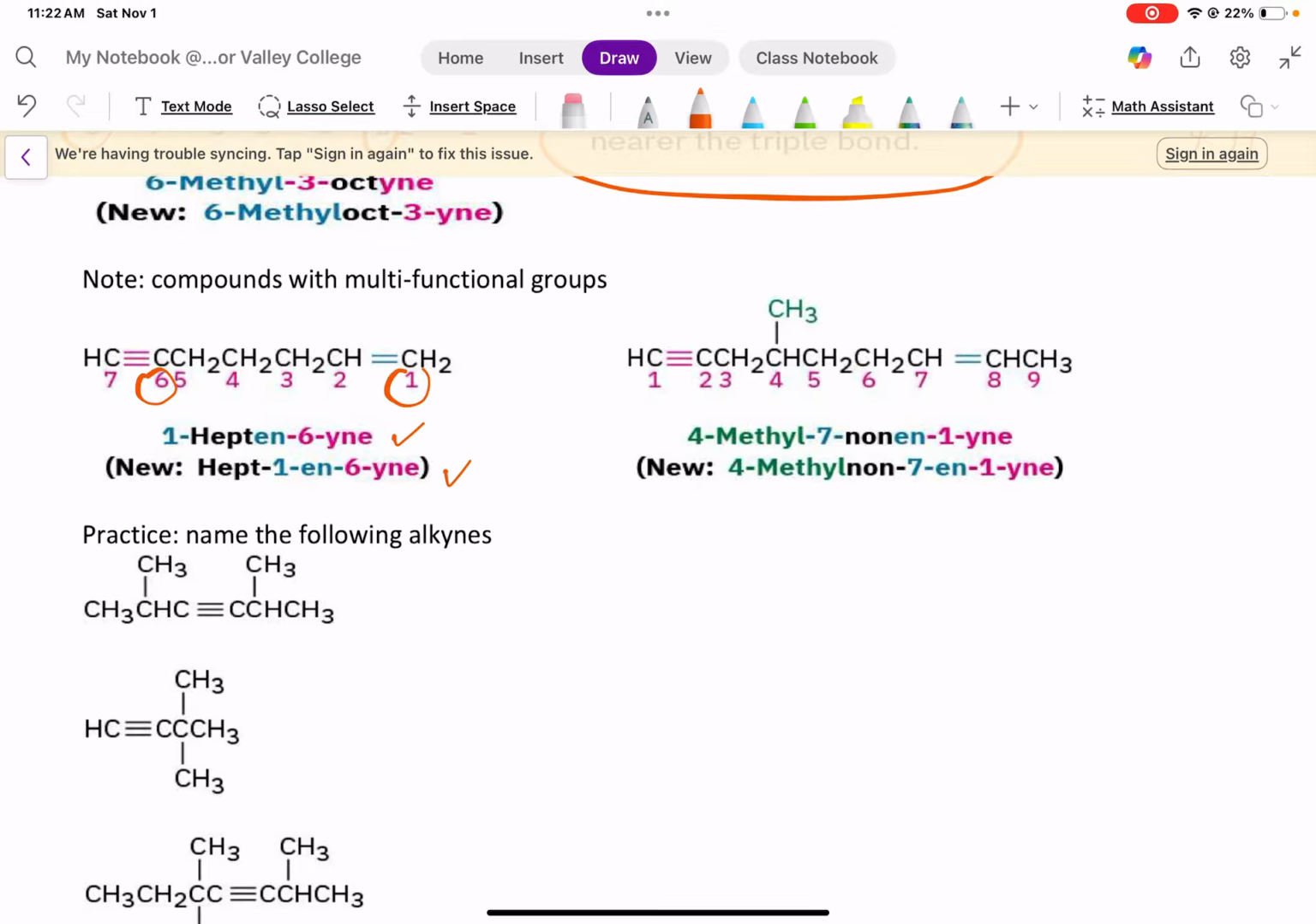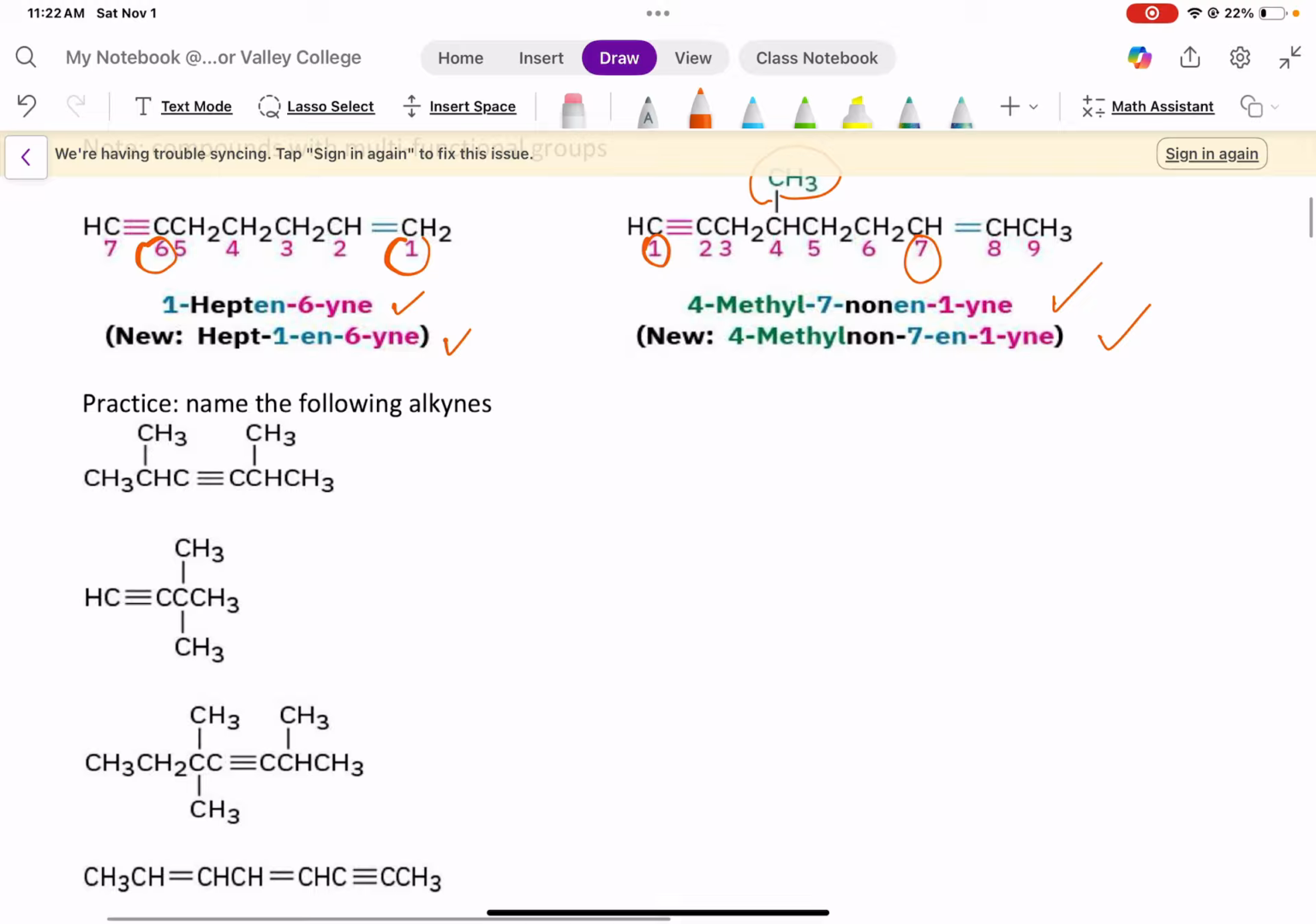Now if we got an alkyne that's number 1, then we got to go with that one first. So that's why 1, and then we got a 7 alkene, right? So we have 4-methyl-7-nonen-1-yne. So you always end with the triple bond as a parent. Okay, or the new one.